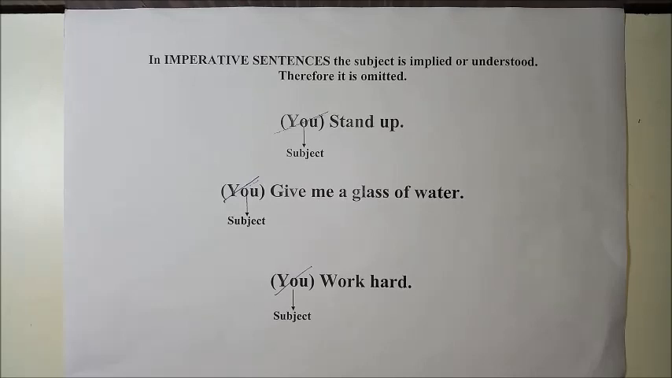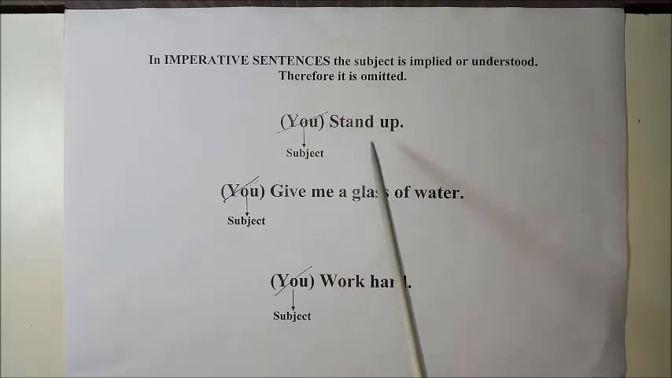Now let's talk about imperative sentences. Imperative sentences are those sentences which have some command, request or suggestion in them. And in this type of sentences, the subject is always implied. It means it is understood and hence it is omitted.